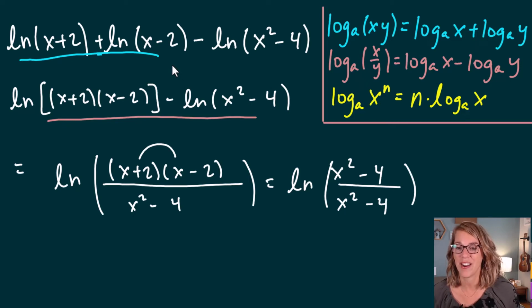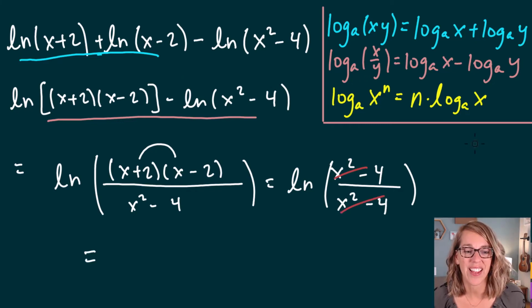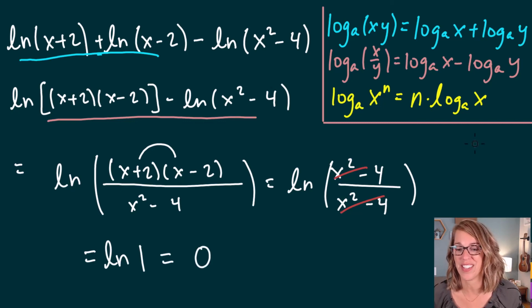I can keep on going. These cancel each other, so I can cancel these. So all of this gives us just the natural log of 1, and the natural log of 1 is just 0. So all of this has an answer of 0.